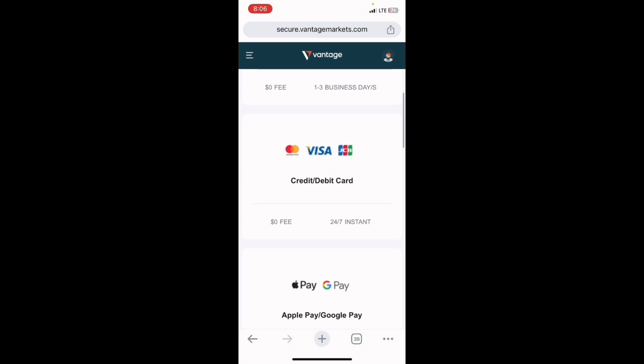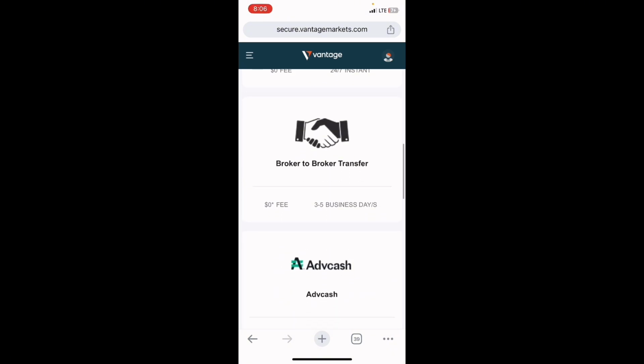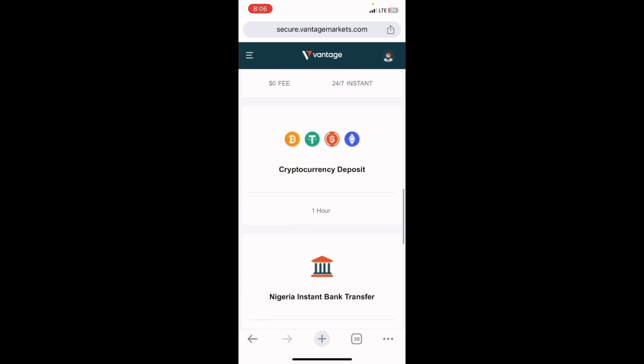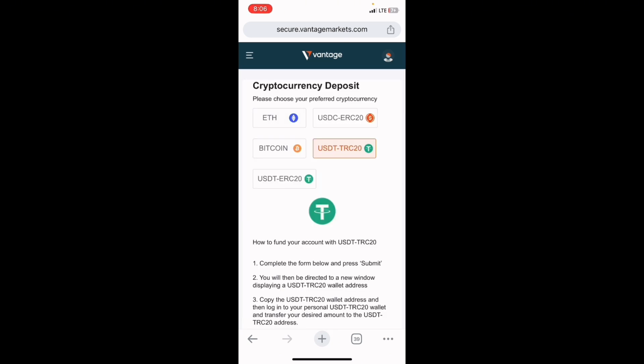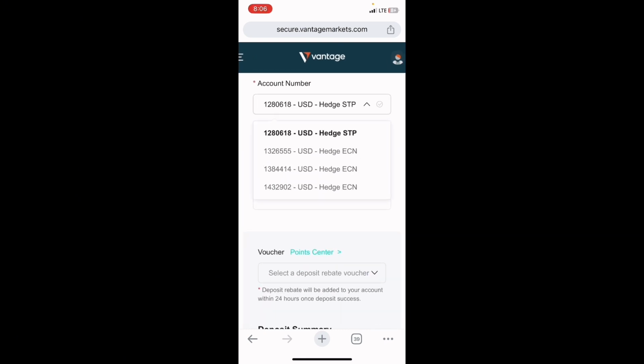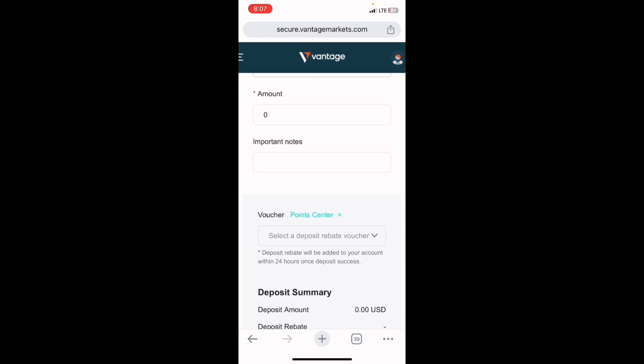So you can just go here, then look for the option that's best for you. For me, I would love to use cryptocurrency deposit, so I'll just pick cryptocurrency deposit. Once you're in the cryptocurrency deposit, you can pick the cryptocurrency you want to use to deposit, either Bitcoin, Ethereum, USDC or USDT, but the one I prefer is the USDT TRC20. I love that one. So I'll use the USDT TRC20 and I'll just select the account I want to use for this. So I've selected this account.